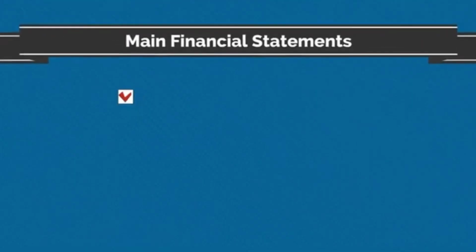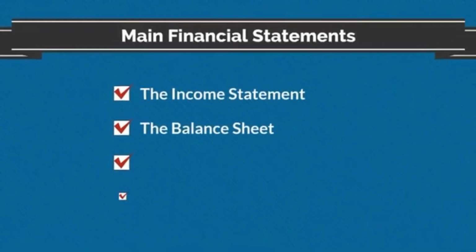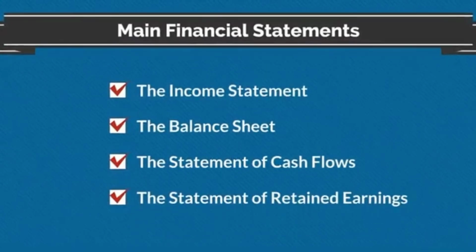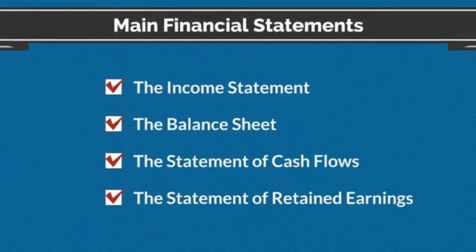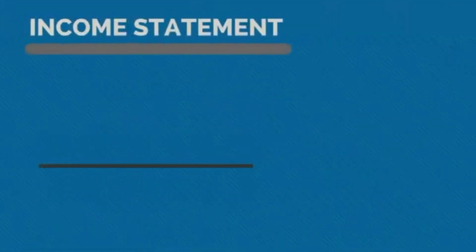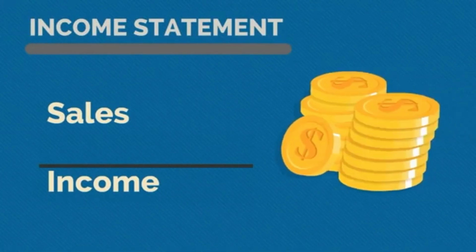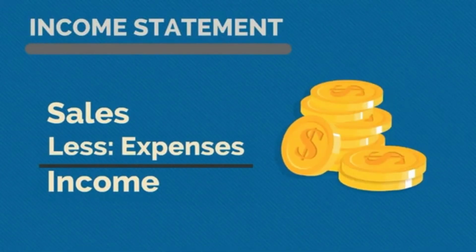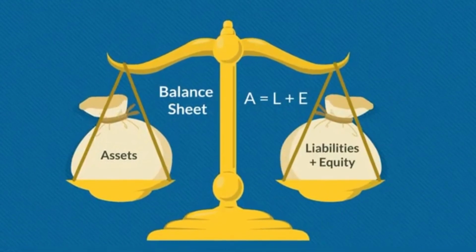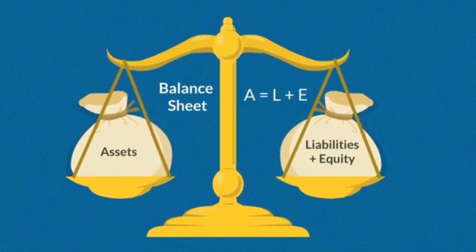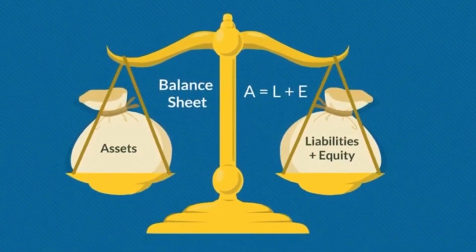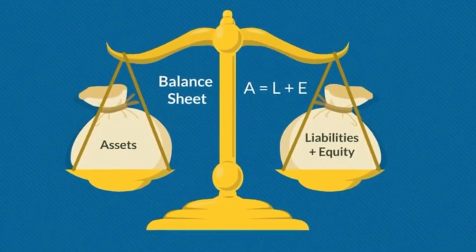The four main financial statements are the income statement, the balance sheet, the statement of cash flows, and the statement of retained earnings. The income statement shows how much income was left after you subtract expenses from your sales. The balance sheet accounts for all of the assets and how they were obtained. Was it from taking out loans, selling ownership, or using earnings to buy things?